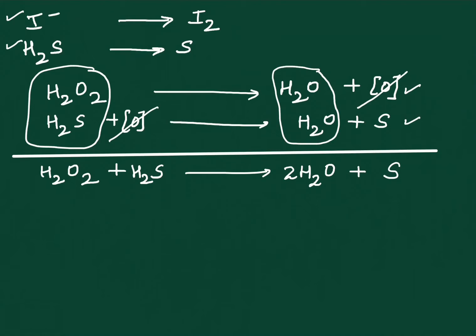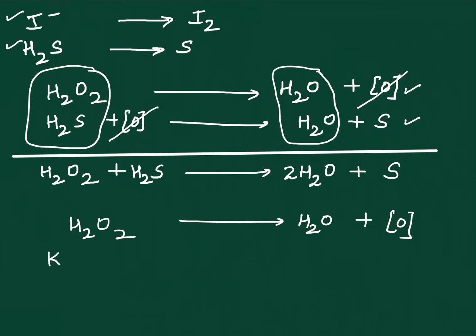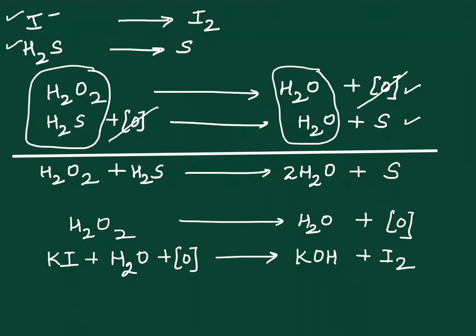Go ahead. Last one. Let's write the reaction of the conversion of iodide to iodine. Again, the same process. First reaction, H2O2 breaks down to give you water and nascent oxygen. If you've been able to write these equations on your own, please proceed ahead with the video. Yes, this is for the benefit of those who have any doubts. So this gets converted into KOH and iodine.